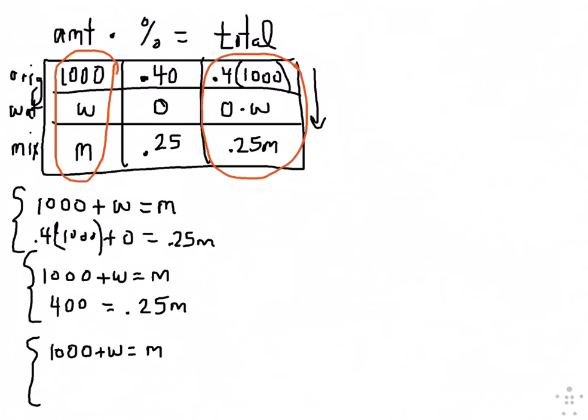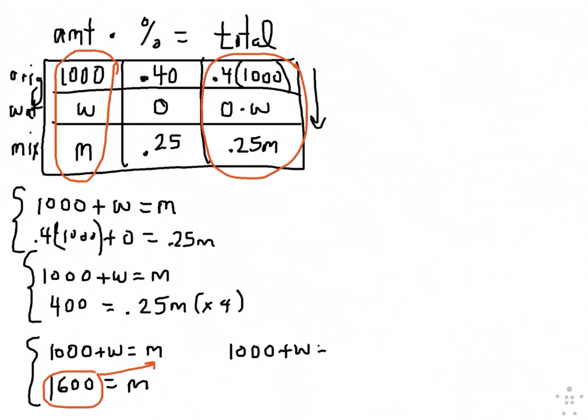And the bottom one, I'm going to divide both sides by 0.25, right? So I get 1,600 equals m. On this one, we multiplied both sides by 4, or we divided by 0.25, both sides. Okay, so now I'm going to use substitution, right? And I'm going to take the 1,600, and I'm going to substitute that in for m. So we would get 1,000 plus W equals 1,600. So that means W equals 600.